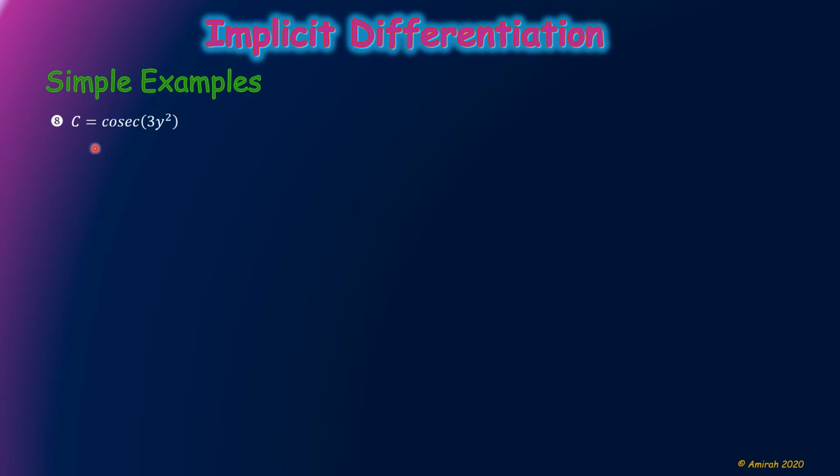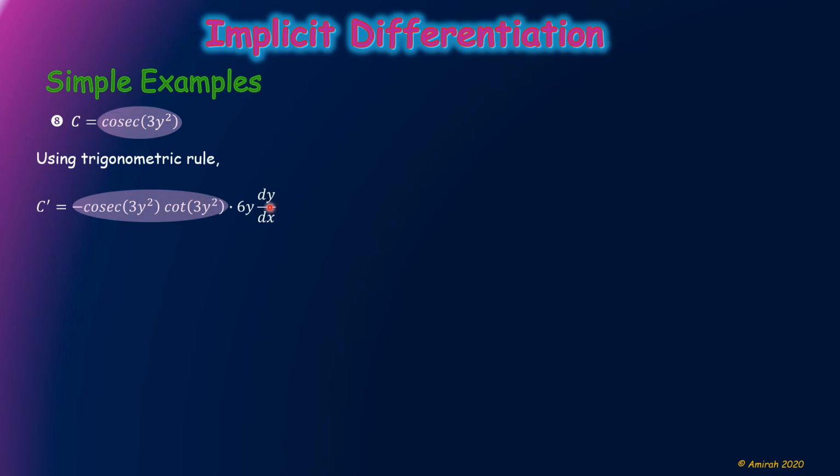Okay, next, number 8, c equals cosec 3y squared. Using the trigonometric rule, because we have trigo here, we differentiate c, it becomes c prime. We differentiate cosec 3y squared, so it becomes negative cosec 3y squared cot 3y squared 6y dy over dx. Let's look at the steps.